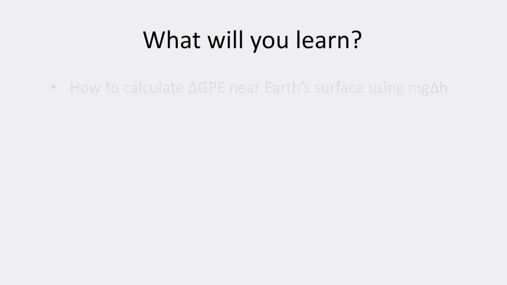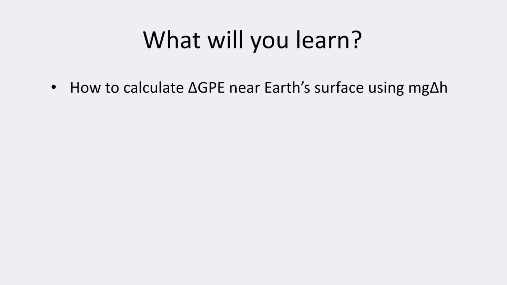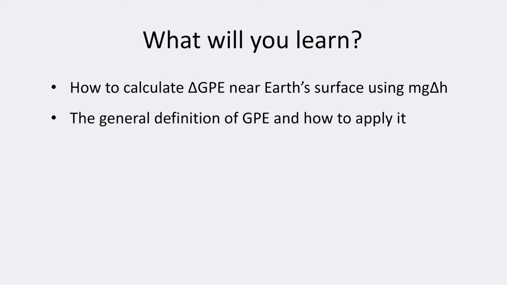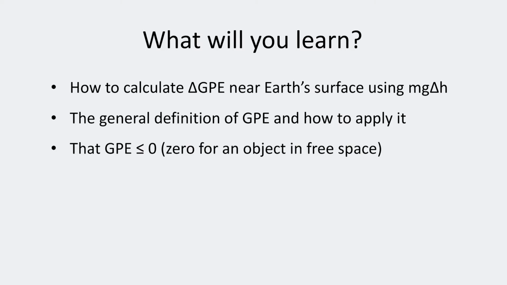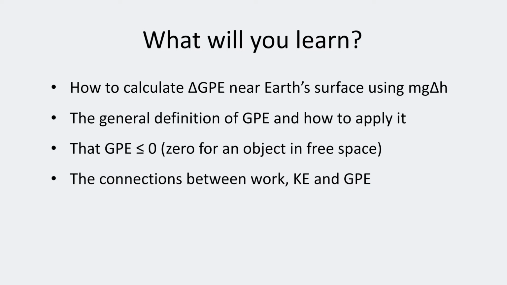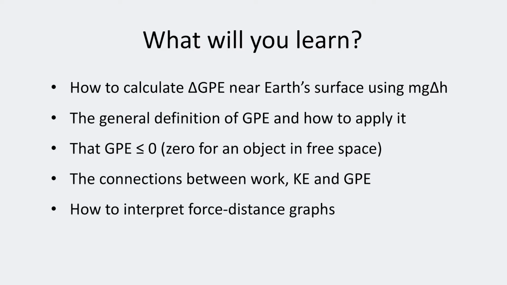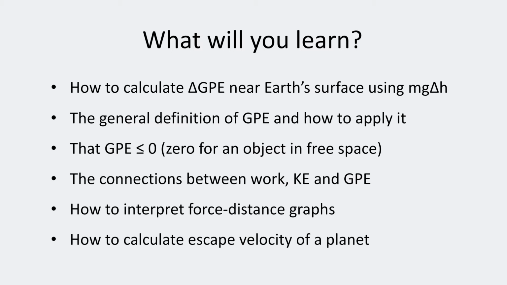So what will you learn today? You will learn how to calculate the change in gravitational potential energy near Earth's surface using mg delta H. You will learn the general definition of gravitational potential energy and how to apply it. You will learn that gravitational potential energy is always less than or equal to zero. It is equal to zero for an object floating in free space. You will learn the connections between work, kinetic energy and gravitational potential energy. You will learn how to interpret force-distance graphs, and you will learn how to calculate escape velocity for a planet.